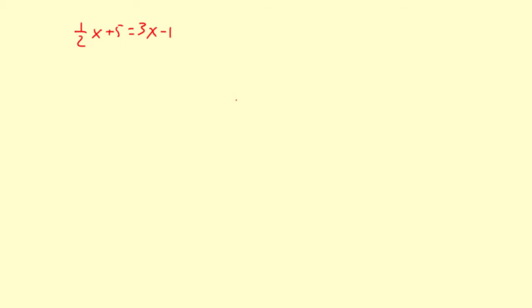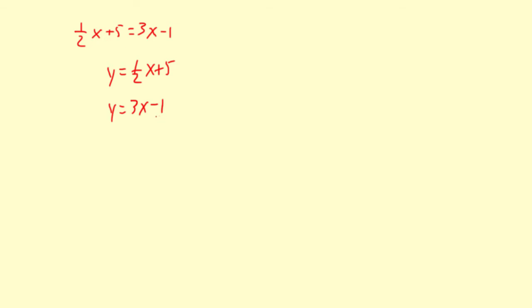So this lesson is about solving equations by graphing, and specifically using a graphing calculator. This is a pretty simple equation, but it's going to be used to show you the method of graphing both sides of an equation. You can split this equation up into two functions. You can say y equals 1/2 x plus 5, and you can also say y equals 3x minus 1.